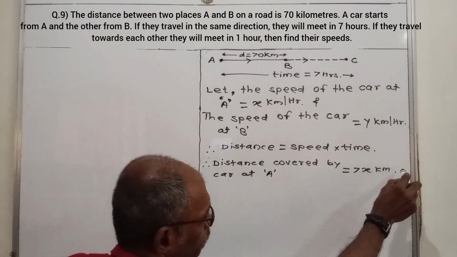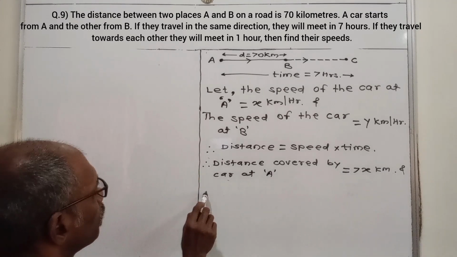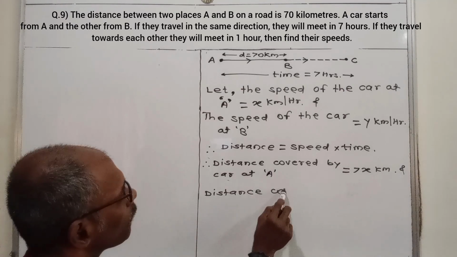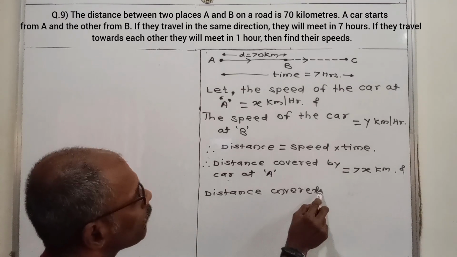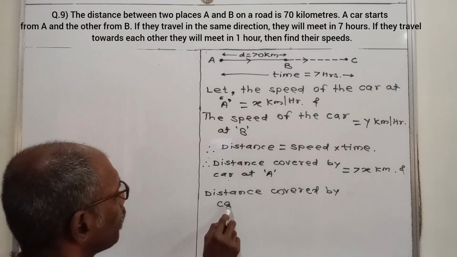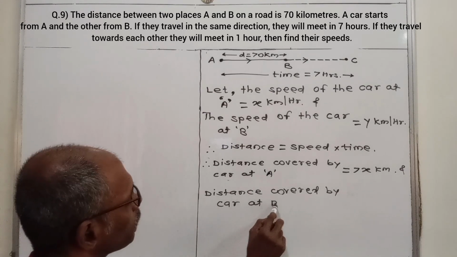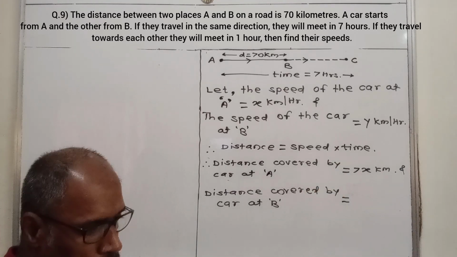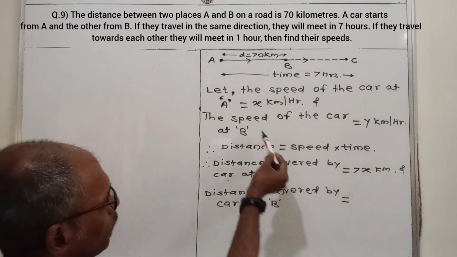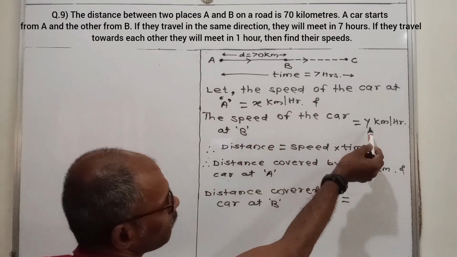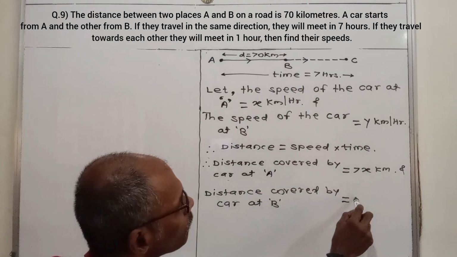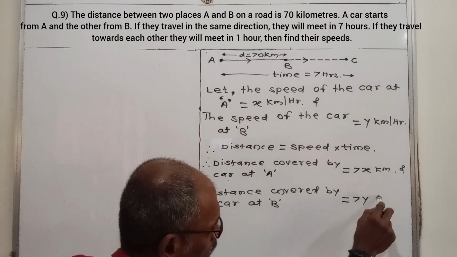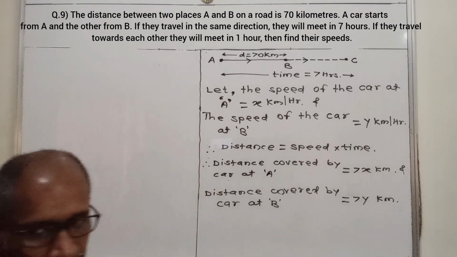And distance covered by car at B is equal to the same formula. So I said general formula. Time into speed. What is the speed of car at B, and time required? Therefore, 7 into y. Distance is equal to 7y kilometer. Did you get it?